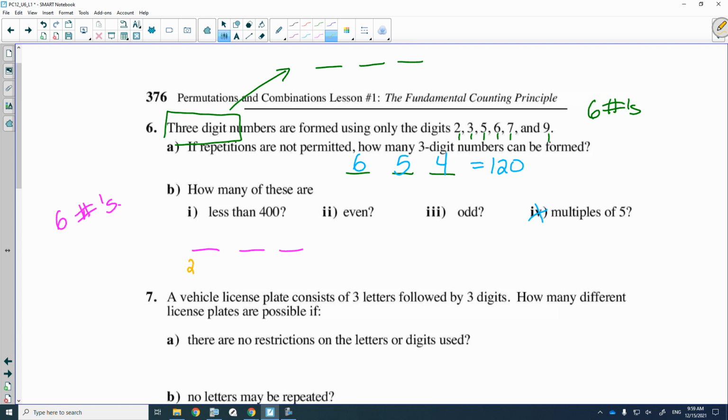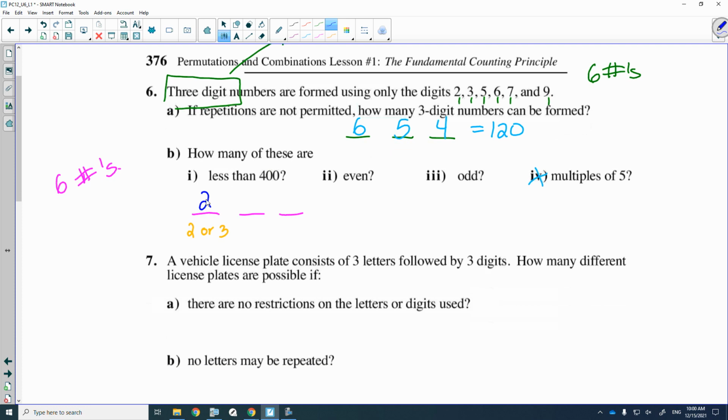So my number could start with a 2 or it could start with a 3. That is two possible choices that can go in that first stage. And that's the only restriction. It's got to be a number less than 400. So I've placed one of my six digits. What do I have left? I've got five digits left here and four digits here. That is going to be 40 possible numbers that I could create less than 400.